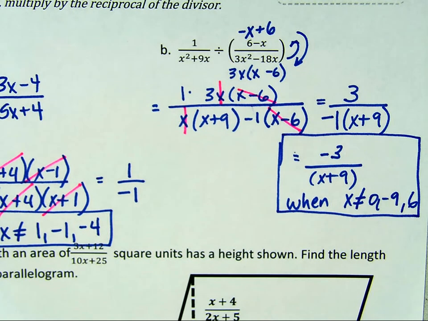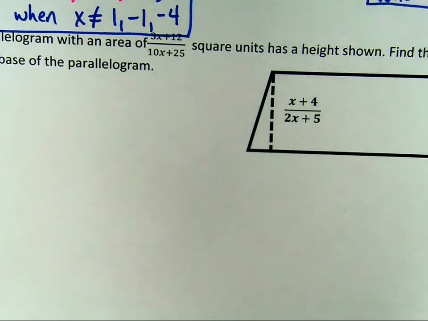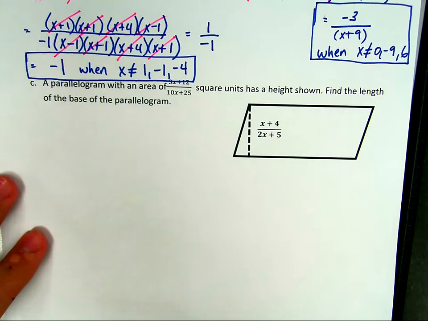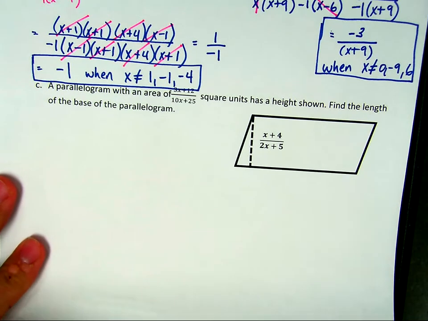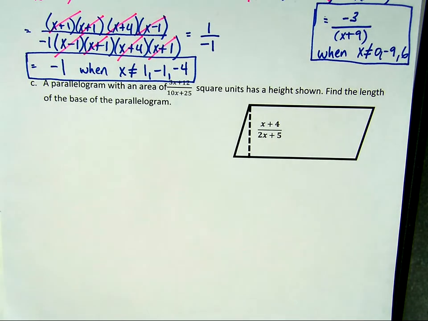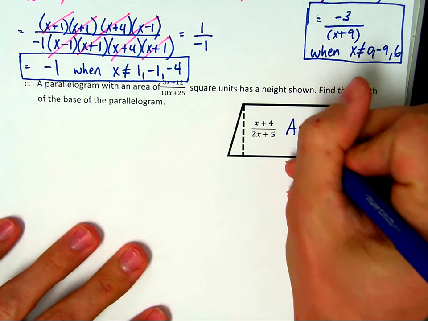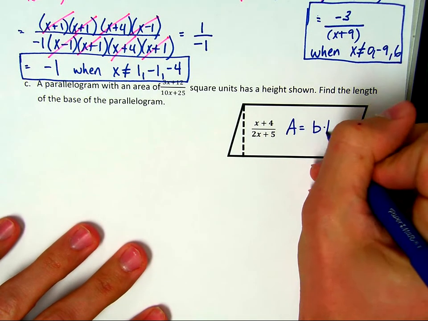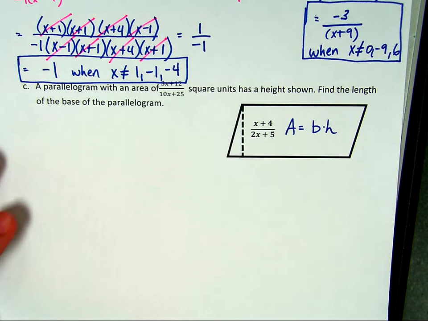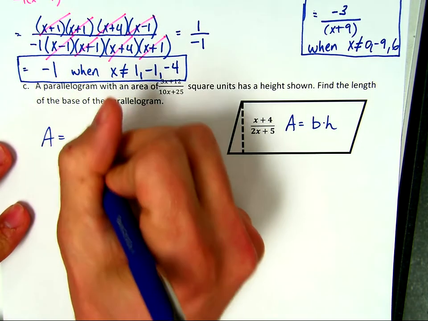All right, we'll do one more problem, and you guys got the rest of the class to practice simplifying, multiplying, and dividing rational expressions. So the last problem here says we have a parallelogram with an area of 3x plus 12 square units, and it has a height that is shown. Find the length of the base of the parallelogram. Remember from geometry, to find the area of a parallelogram, you take the base times the height. So the area is equal to the base times the height.